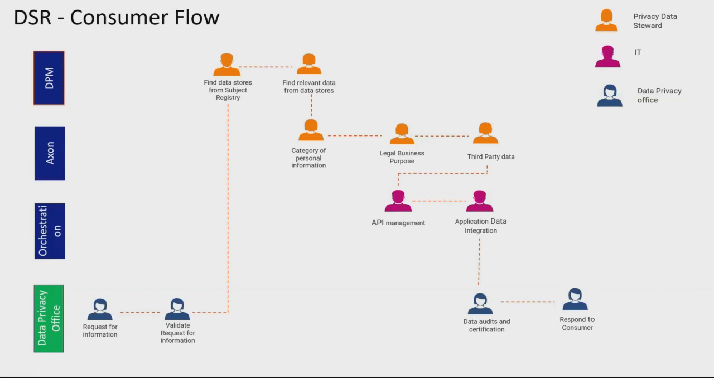Once it has been validated, the next step is to identify the data stores and the relationships between them to resolve the identities and map the data sources to the person. Once the data and data sources are identified, we need to review the category of personal information in Axon and look at the definitions defined at the attribute level for the data sets in the system.